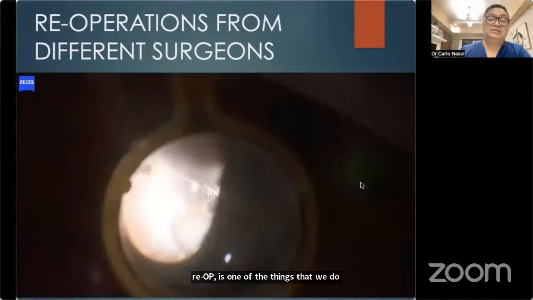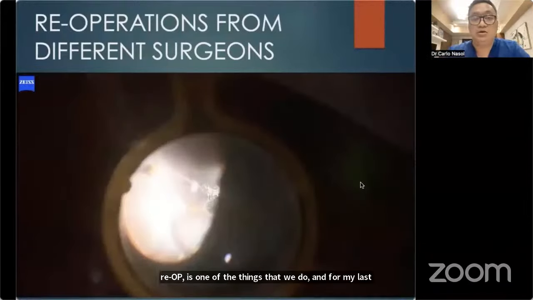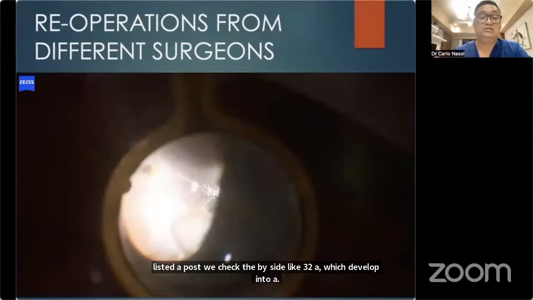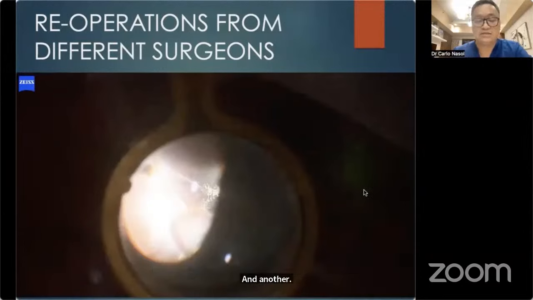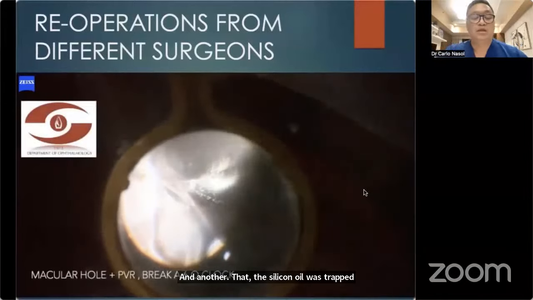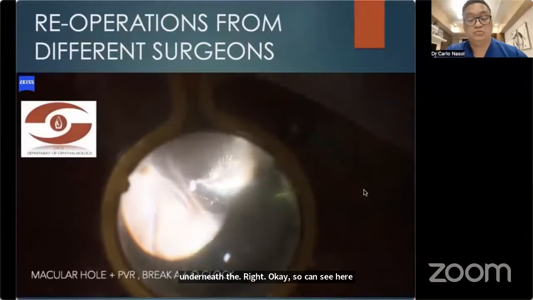And for my last case, this is a case of a macular hole, retinal detachment, secondary to a PVR, and then it has a new hole at 6 o'clock. And again, this is a post-vitrectomized eye secondary to a rhegmatogenous retinal detachment, which developed into a macular hole and another hole at 6 o'clock. Sadly, the silicone oil was trapped underneath the retina. Okay, so you can see here, there's two main problems.